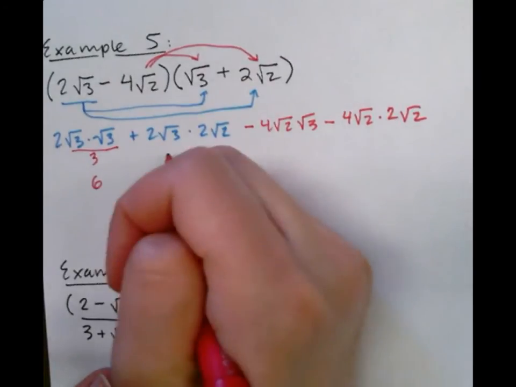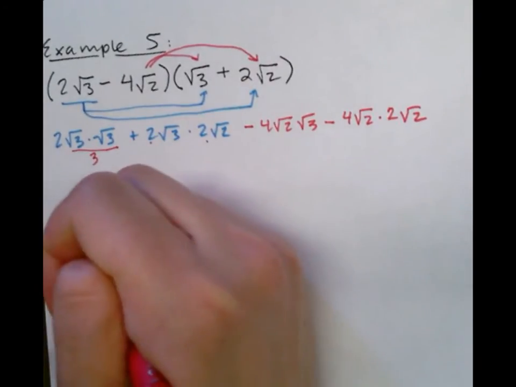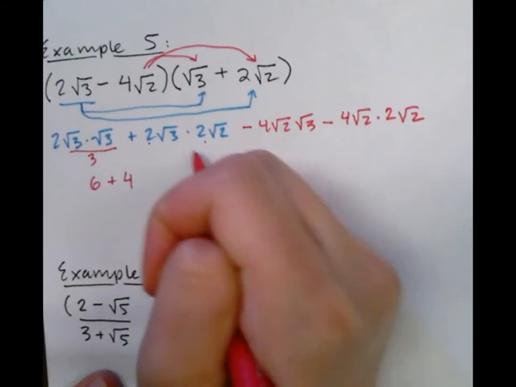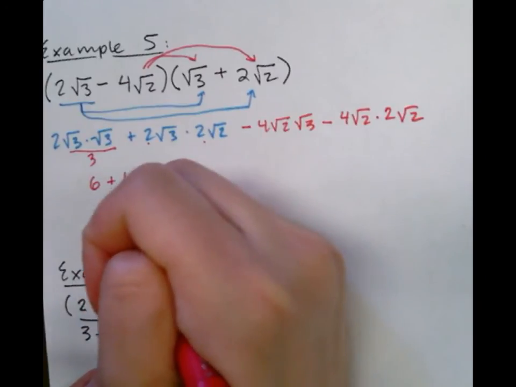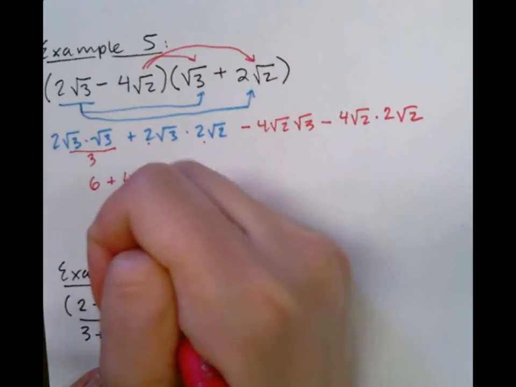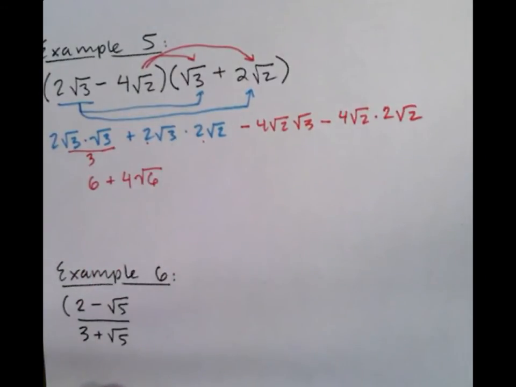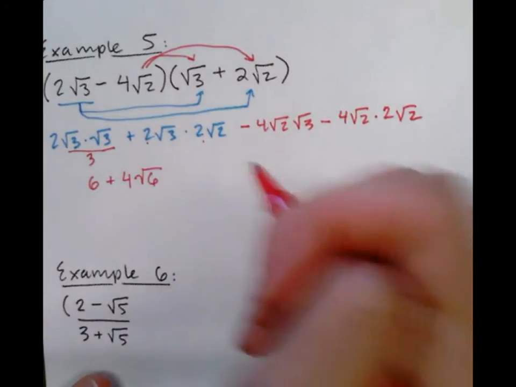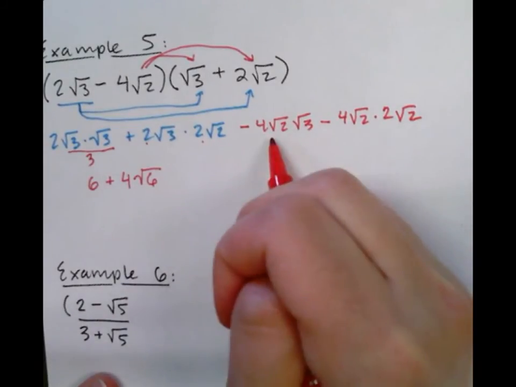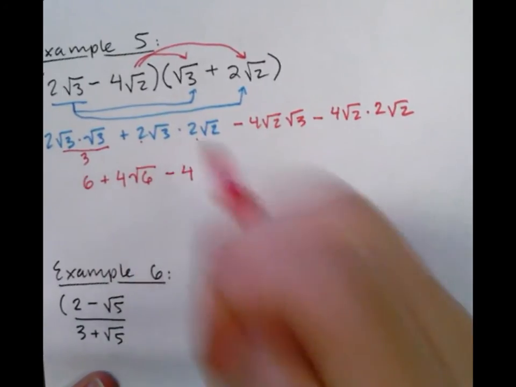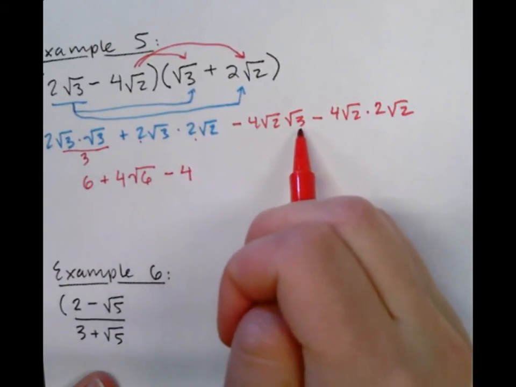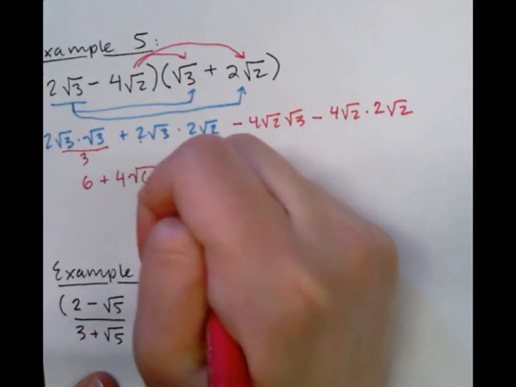And then here, I have 2 times 2, so that's 4, and then the square root of 3 times the square root of 2. The product rule says that will be equivalent to the square root of the product of 3 and 2, which is 6. Now moving on to my next term, I have minus 4, and then root 2 times root 3 would be root 6 again.